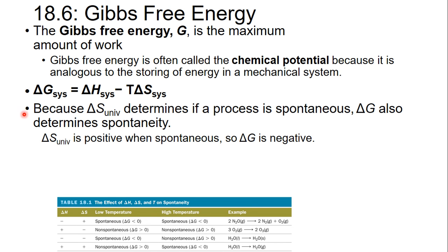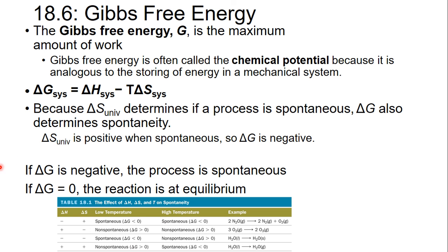So delta G is what we use to determine if something is spontaneous. And a process is spontaneous if delta G is a negative value. So that means that delta S of the universe is positive if delta G is negative, right? So if delta G is negative, it's spontaneous. If it's zero, equilibrium. If it's positive, non-spontaneous. And just by knowing whether delta H and delta S are positive or negative, we can say some things about the spontaneous nature of that process.